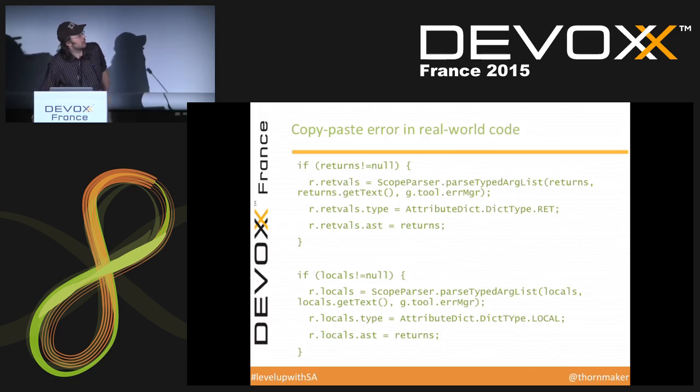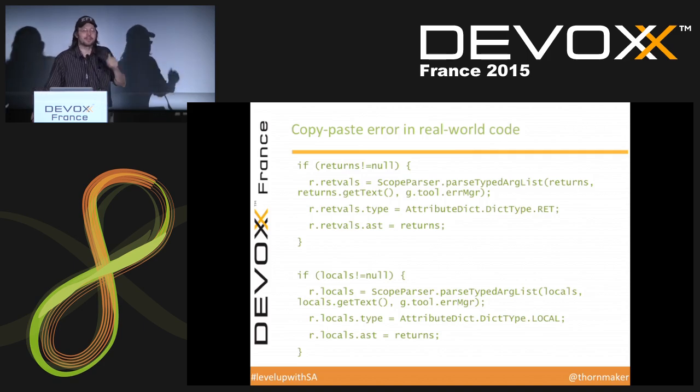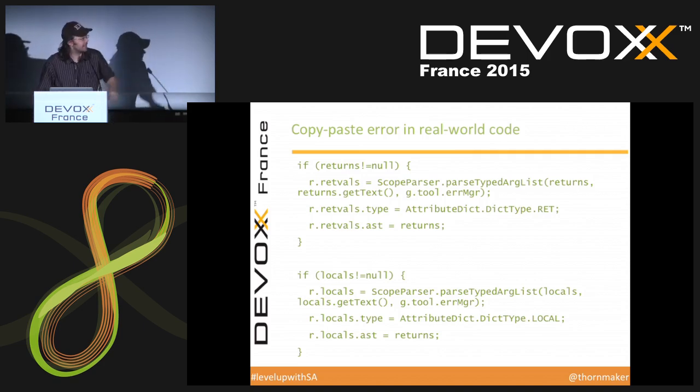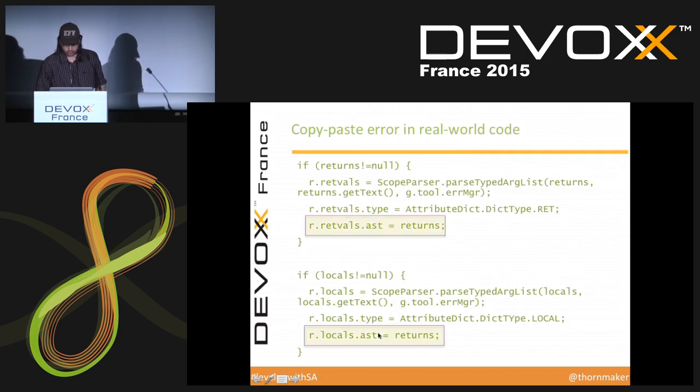So if you look at this example here, this is an example of where code was cut and pasted, but something was overlooked. Has anybody spotted what was missed yet? Has anybody been looking at it? Sorry, speak up. Yeah, the last line, I can highlight it here. There we go. So the last line was cut and pasted along with everything else, but instead of substituting the last word returns, they just left it as is. So it probably should have been r.locals.ast equals locals instead of equals returns.